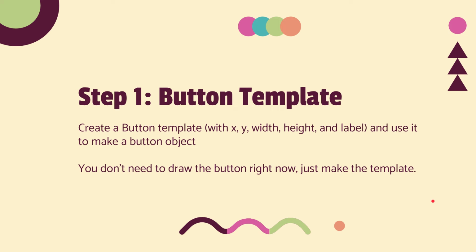So step 1 is the button template. Create a button template with x, y, width, height, and label. Now, we didn't really go over label in the previous slide, but label is also a parameter you're going to want to have, which is basically what is going to be inside the button. So pause the video and try and think of what type of data type you would want if we're going to think about the text that's inside of the button.